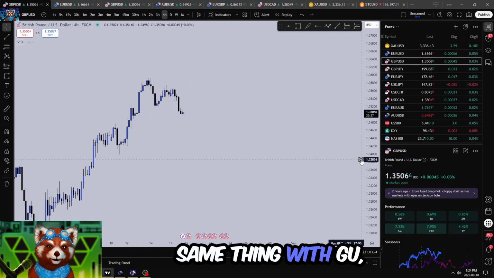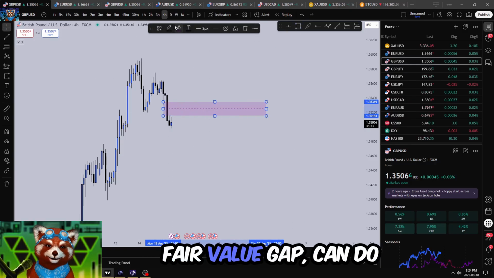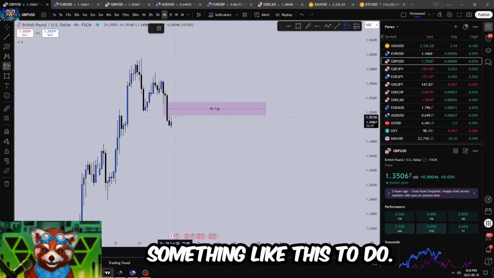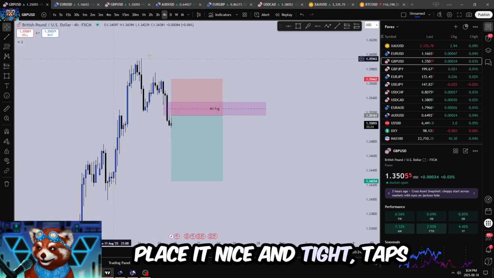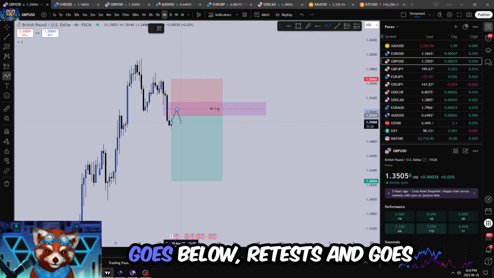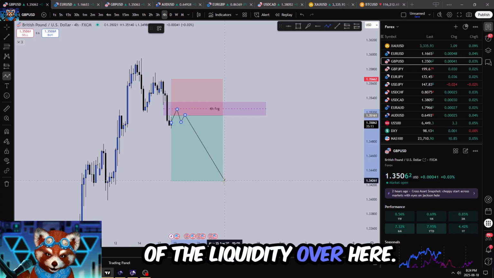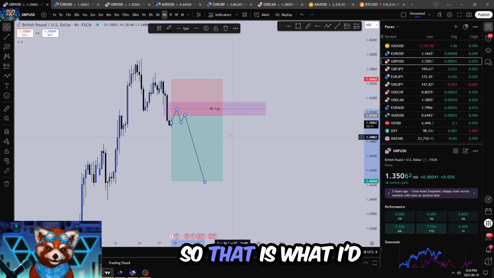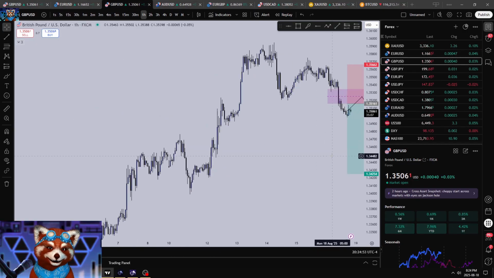Same thing with GU. GU might be even more clean. You got this 4-hour fair value gap. You can do something like this. Place it nice and tight. Taps into the fair value gap, goes below, retests, and goes for some of the liquidity over here. So that is what I would be looking for on EU and GU.